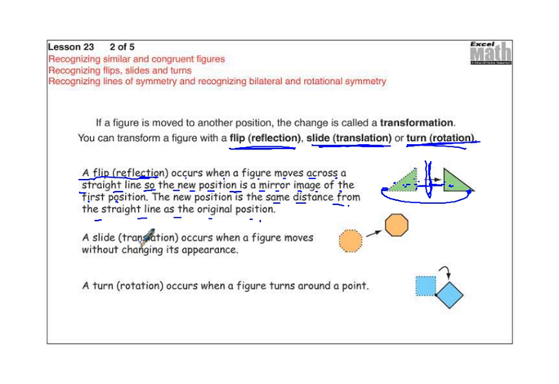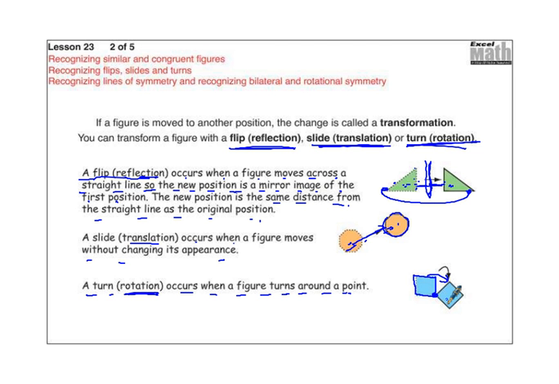A slide or a translation occurs when a figure moves without changing its appearance. So here we have an octagon, and it just slides right over here. It looks exactly the same. It hasn't flipped, it hasn't twisted, it hasn't done anything, just slid right across. So we call that a translation or a slide. A turn or a rotation occurs when a figure turns around a point. So here we have a square, and that turns over this direction, keeping this in one spot. It's kind of twisting, and so we call that a rotation.